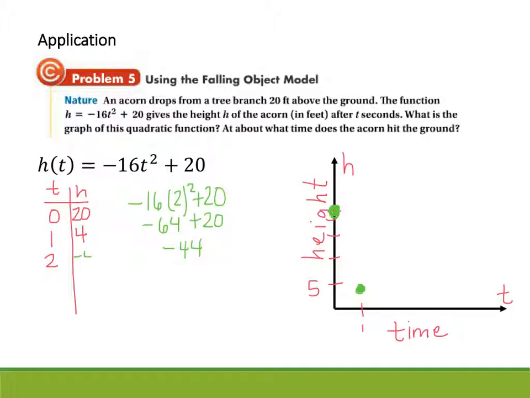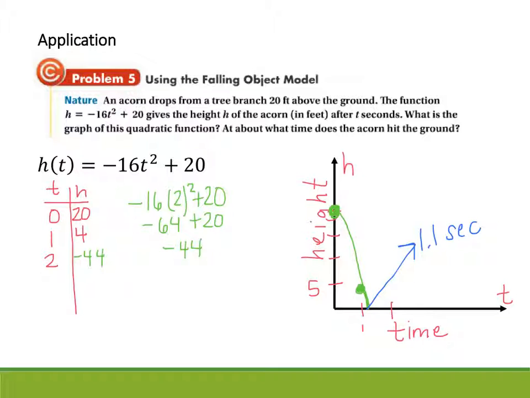So at 2 seconds, not only has the acorn hit the ground, but it's actually gone negative, which can't happen. So what that tells me is that the acorn is going to hit the ground somewhere between 1 second and 2 seconds, and probably closer to 1 second than to 2 seconds. So I can get an estimate from the graph, and I'm going to estimate that it's going to take about 1.1 seconds for that acorn to hit the ground.